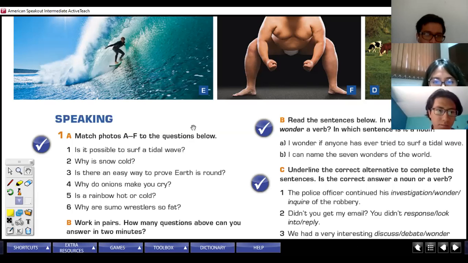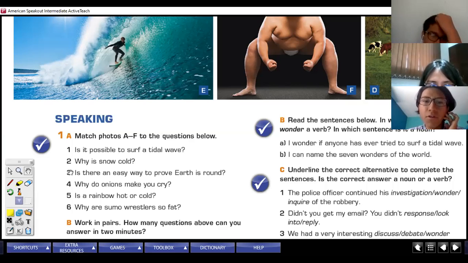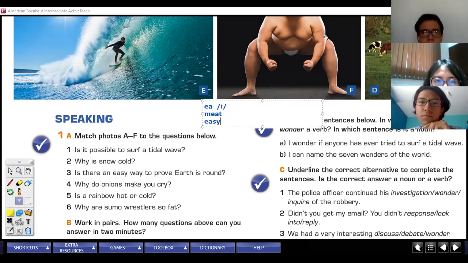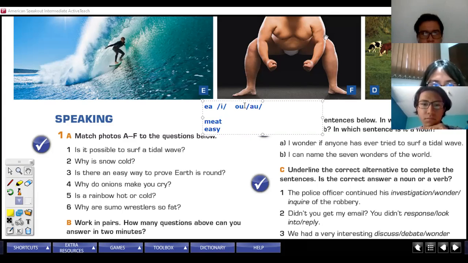Ángel, number 3. Is there an easy way to prove her wrong? Okay, repeat easy. This combination is EA, it sounds like E. For example, neat, or easy. The combination OU sounds like owl. Round. Wrong, or out. Get out.